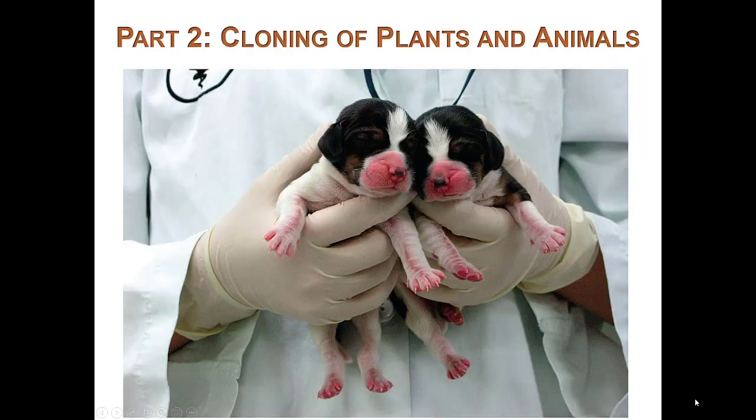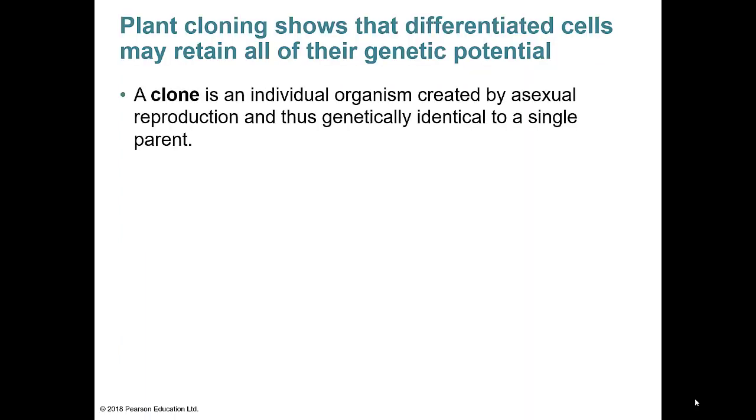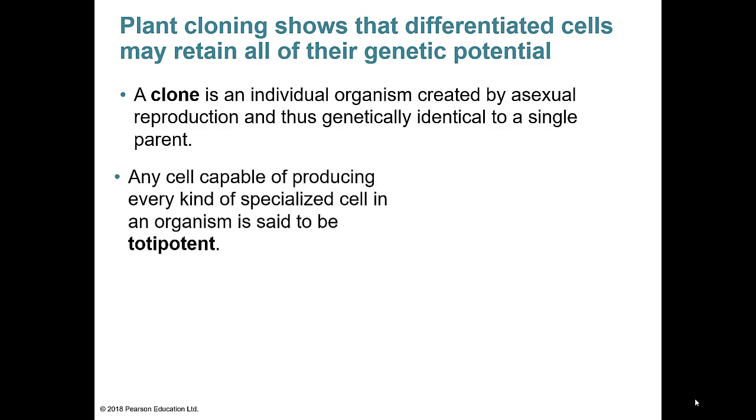Next, we want to take a brief look at cloning in plants and animals. So a clone is an individual organism created by asexual reproduction, and it will be genetically identical to that single parent. Cells within an individual's body that are capable of becoming any type of cell in the body are referred to as totipotent. So you've probably heard of embryonic stem cells. Certain stem cells have the ability to become any type of cell in the body, and those are totipotent cells.